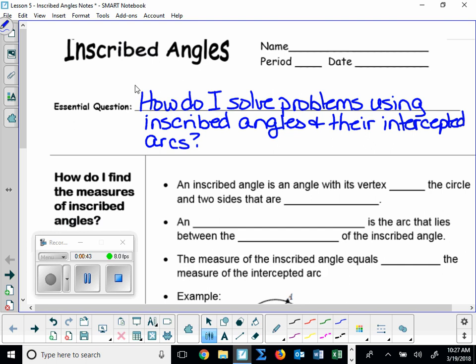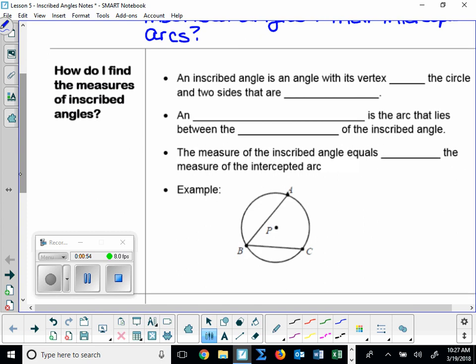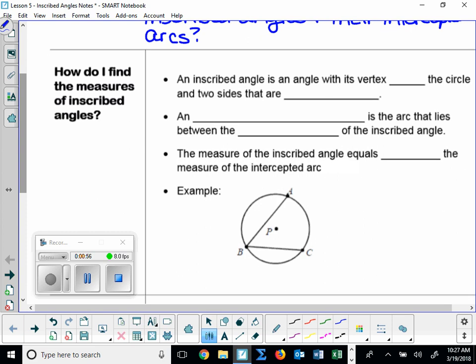Okay, the last lesson was really straightforward. The measure of the central angle equaled the measure of the intercepted arc. It gets a little more interesting with inscribed angles. In the first lesson you had the definition of an inscribed angle, which is an angle with the vertex on the circle and two sides that are chords. So if I look at my example down here, angle ABC is inscribed because B is on the circle.